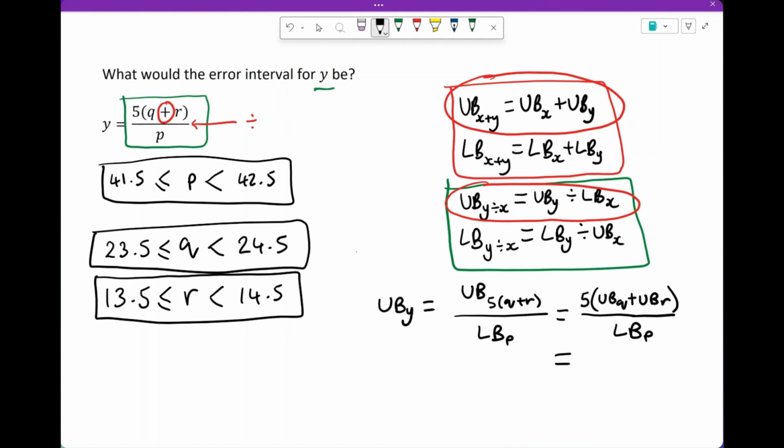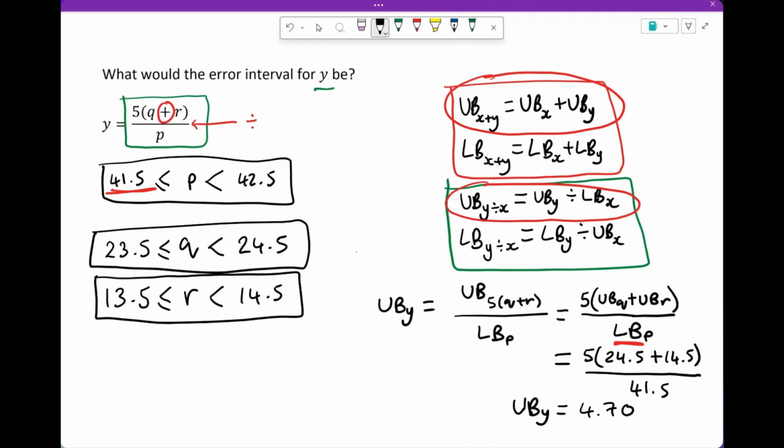So let's go and select the specific values I'm going to use. So it's going to be 5, open brackets. Then we need the upper bound of q. So the upper bound of q is 24.5. Then plus, and then we need the upper bound for r. So the upper bound for r is the 14.5. And then we need the lower bound for p, our denominator here. So if we look for a lower bound for p, that is written up here. That's the one I want. So it's the 41.5. And then we just have to put this calculation into the calculator. And then the answer comes out as 4.70. So that's the upper bound for y.